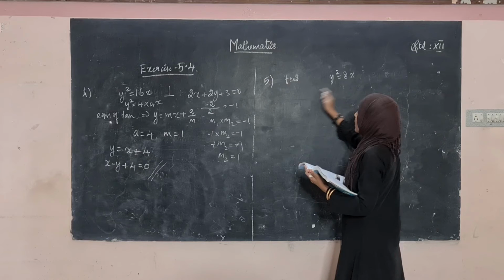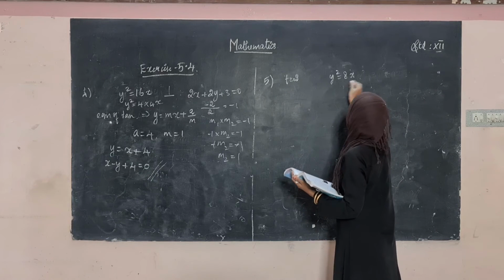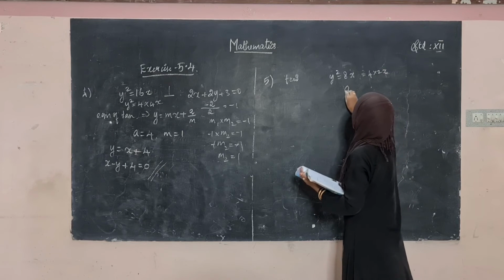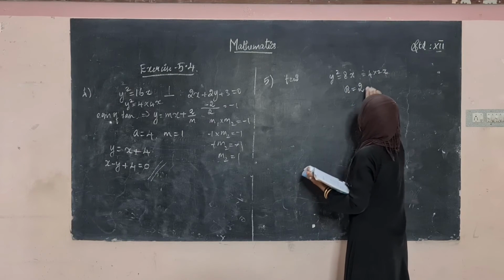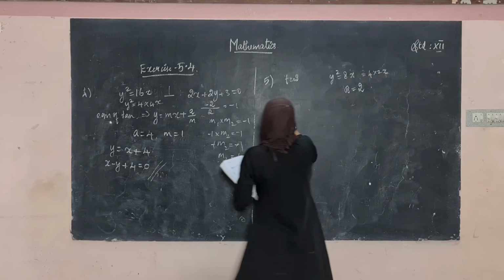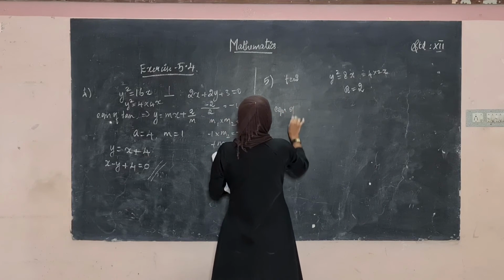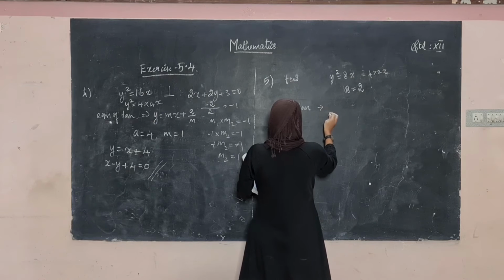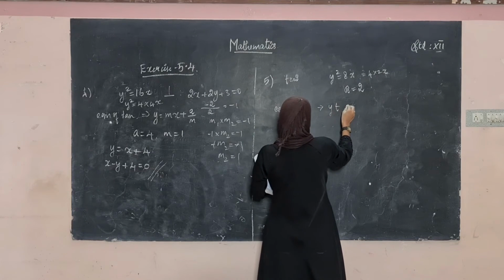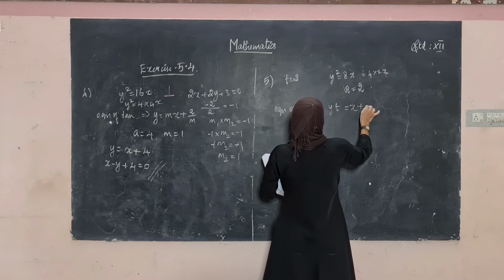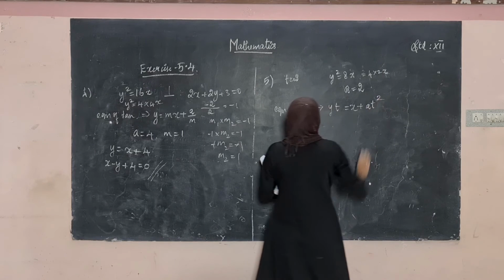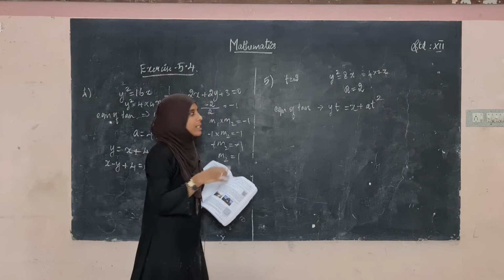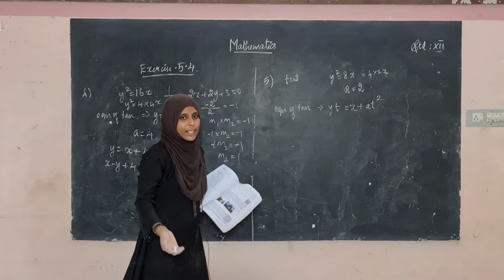For that we know the value of t as 2, and y square equals 8x can be written as 4 into 2 into x, so the value of a is 2. What's the equation of tangent in parametric form? Equation of tangent in parametric form is y into t equal to x plus a into t square. As I said, you have to know the formulas. Once you know the formulas, you can substitute the values and find the answer easily.